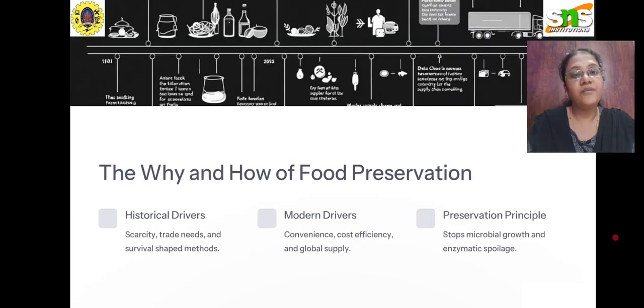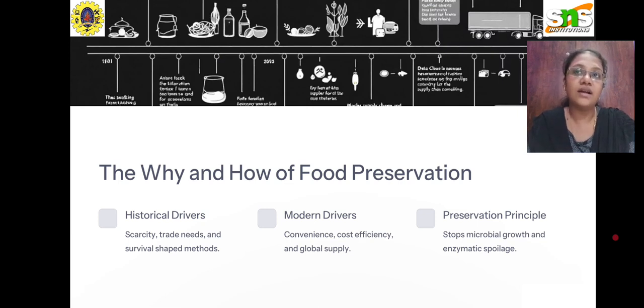Now we may wonder about the why and how of food preservation. In historical times, there was scarcity of food throughout the year, so the availability of food was much wanted in the previous years. Keeping that in mind, many technologies have now been introduced, using the latest techniques to preserve the food so that it is made available all throughout the world.